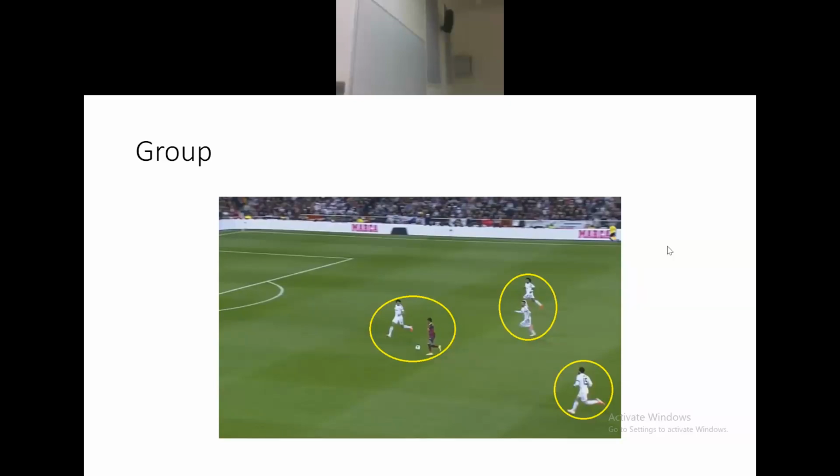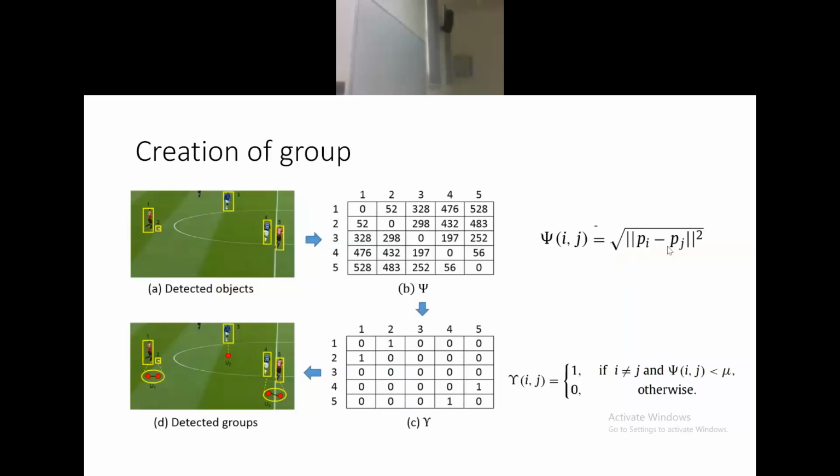This brings in a new challenge also. Any guess what could be possible challenges? So identification of the group itself is a problem, because how do you define the group? The way we define the group is simply by taking the distances. So you just find out the distances between the players. So these are 5 boxes versus the other 5 boxes. Find out the distance, put a threshold on the distance, and that's how you say this belongs to one group.